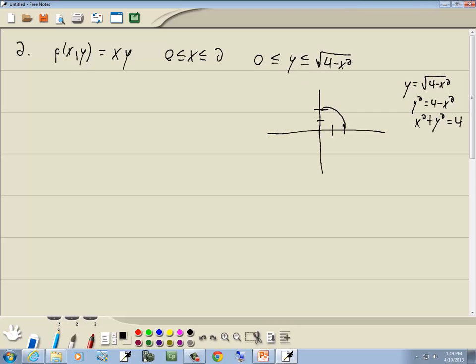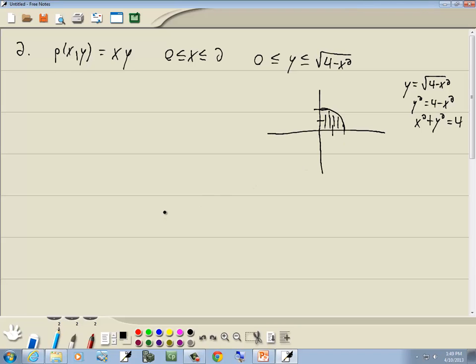Again, this is y equal to a positive value, so we can't have it down here, obviously. And then we go from x equals 0 to 2, we're limiting it just to this side. I didn't draw that circle very well, but let me give it another try. Not that it matters. Okay, so this is our region of integration.